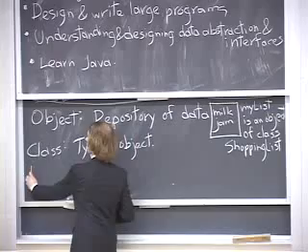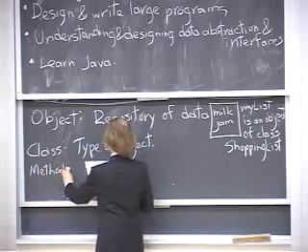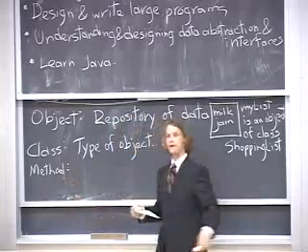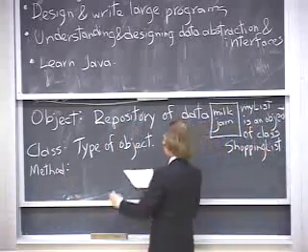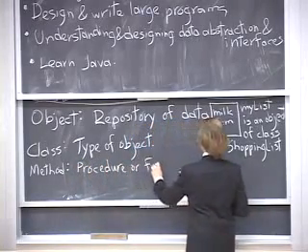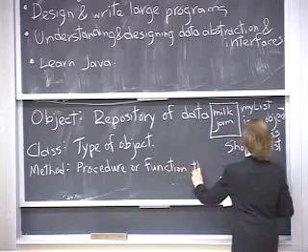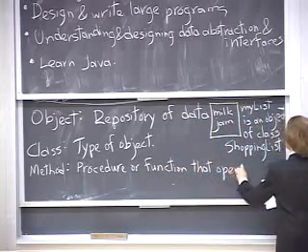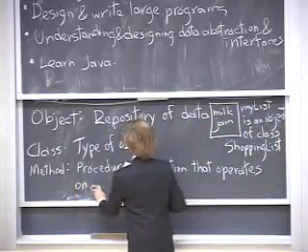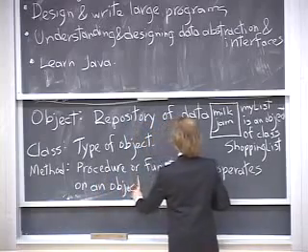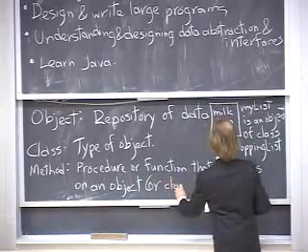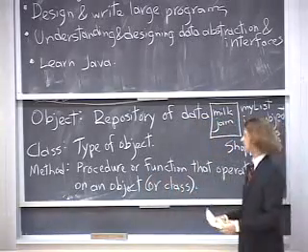We also have what are called methods. What's a method? A method is a procedure or function that operates on a particular class of objects. Well, it usually operates on a particular object, but sometimes you can have methods that operate on a whole class. You'll understand what that means later in the semester.